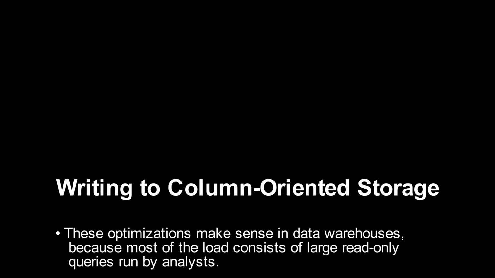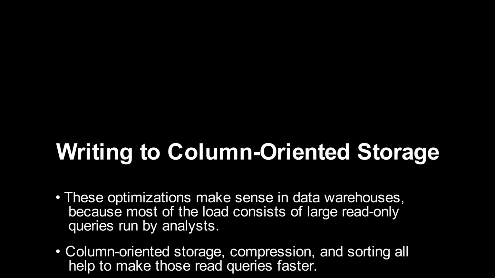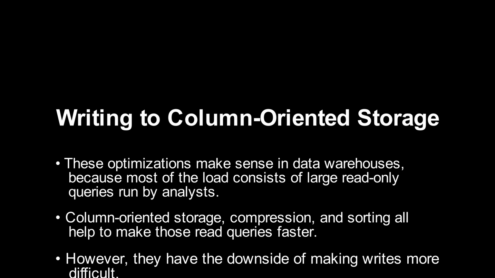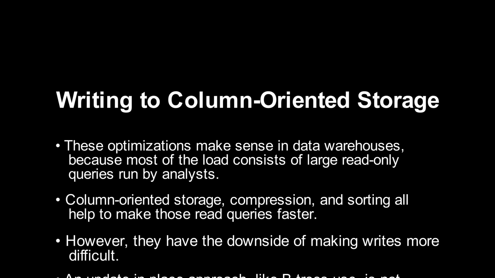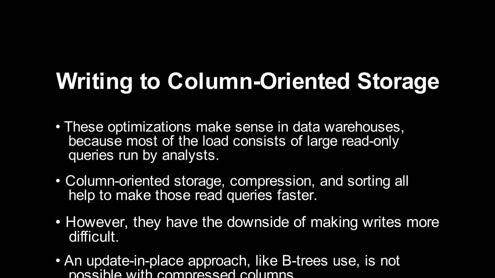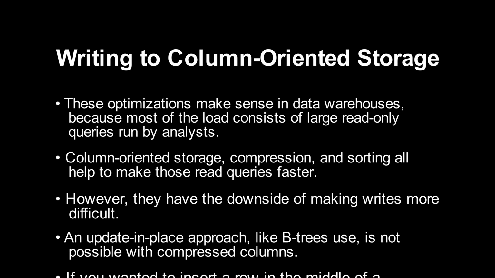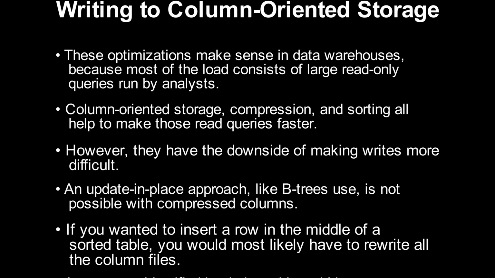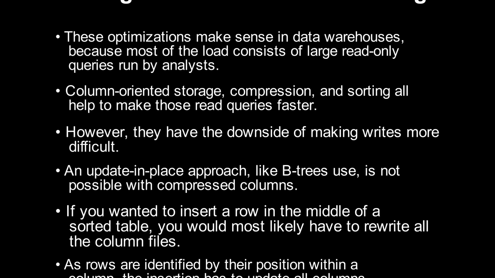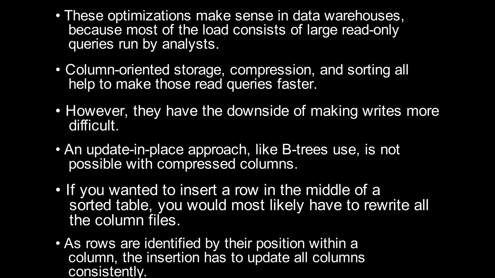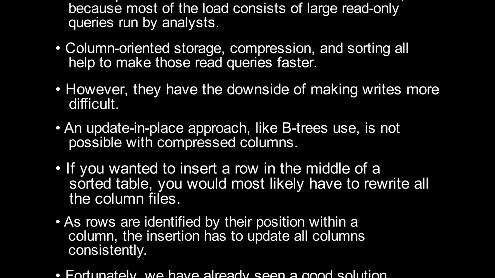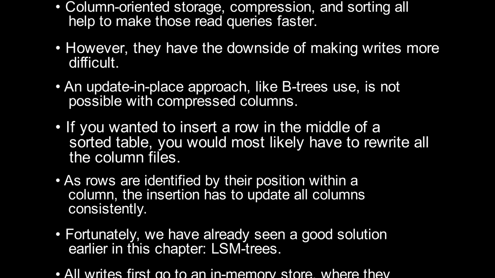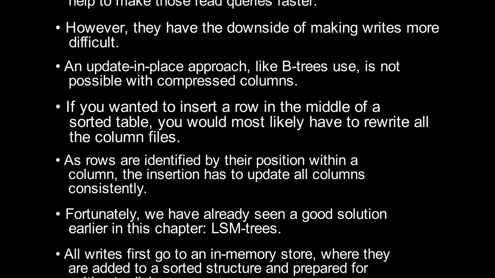Writing to column-oriented storage. These optimizations make sense in data warehouses because most of the load consists of large read-only queries run by analysts. Column-oriented storage, compression, and sorting all help to make those read queries faster. However, they have the downside of making writes more difficult. An update-in-place approach, like B-trees use, is not possible with compressed columns. If you wanted to insert a row in the middle of a sorted table, you would most likely have to rewrite all the column files. As rows are identified by their position within a column, the insertion has to update all columns consistently.